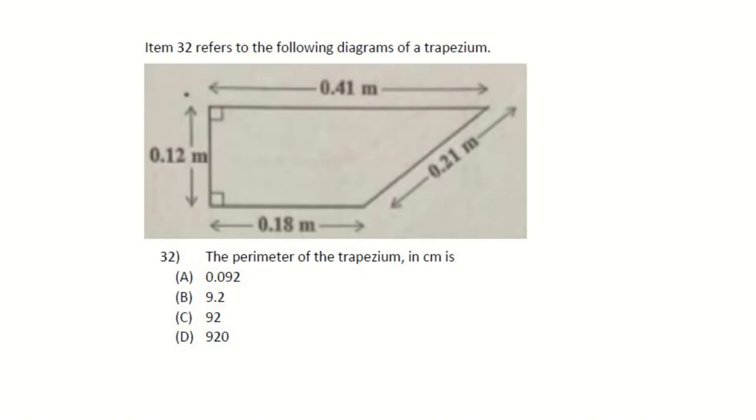Right, 32, the perimeter of a trapezium. We did this question, they want it in centimeters now. So when we added this all up, we got 0.92. When we added this up, that's what we got, 0.92. Now this is in meters, we want to convert it to centimeters.